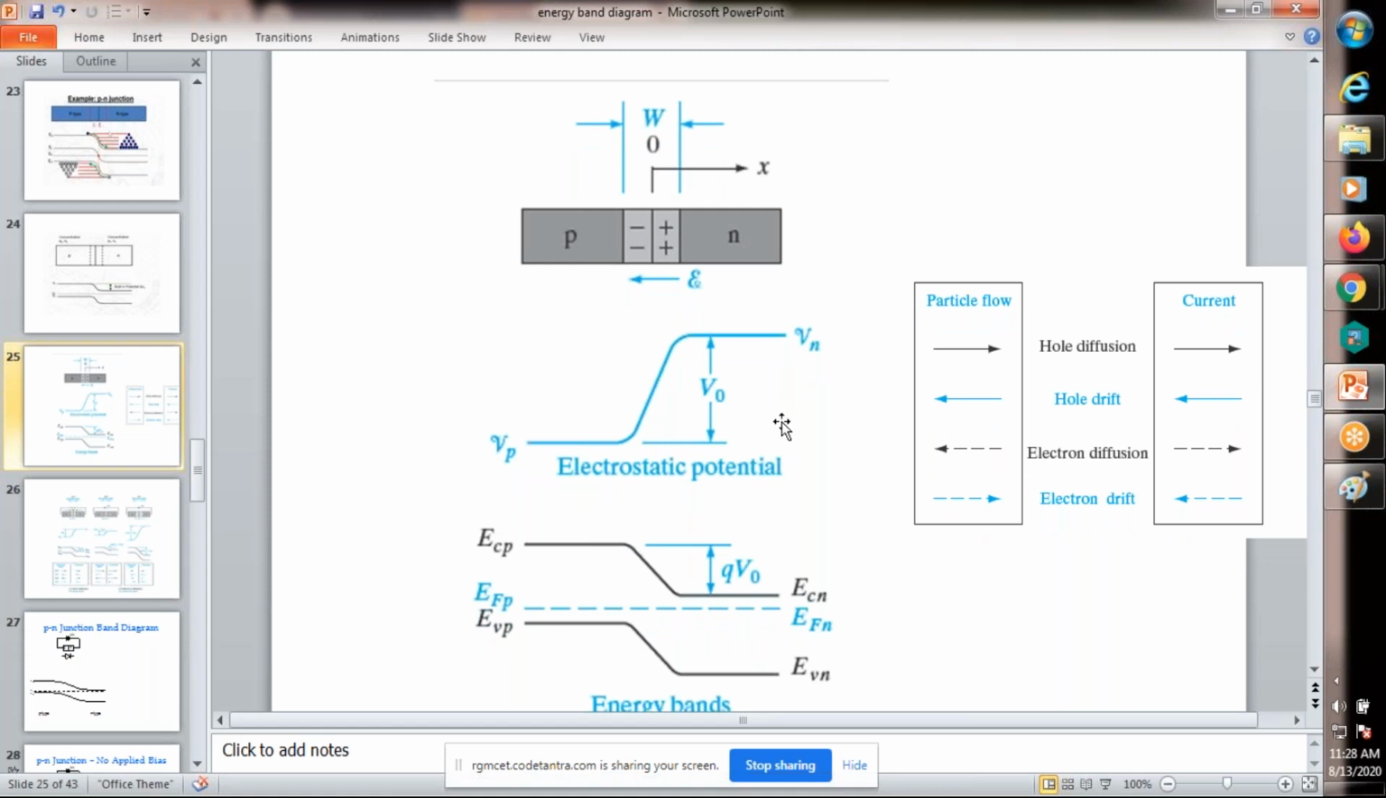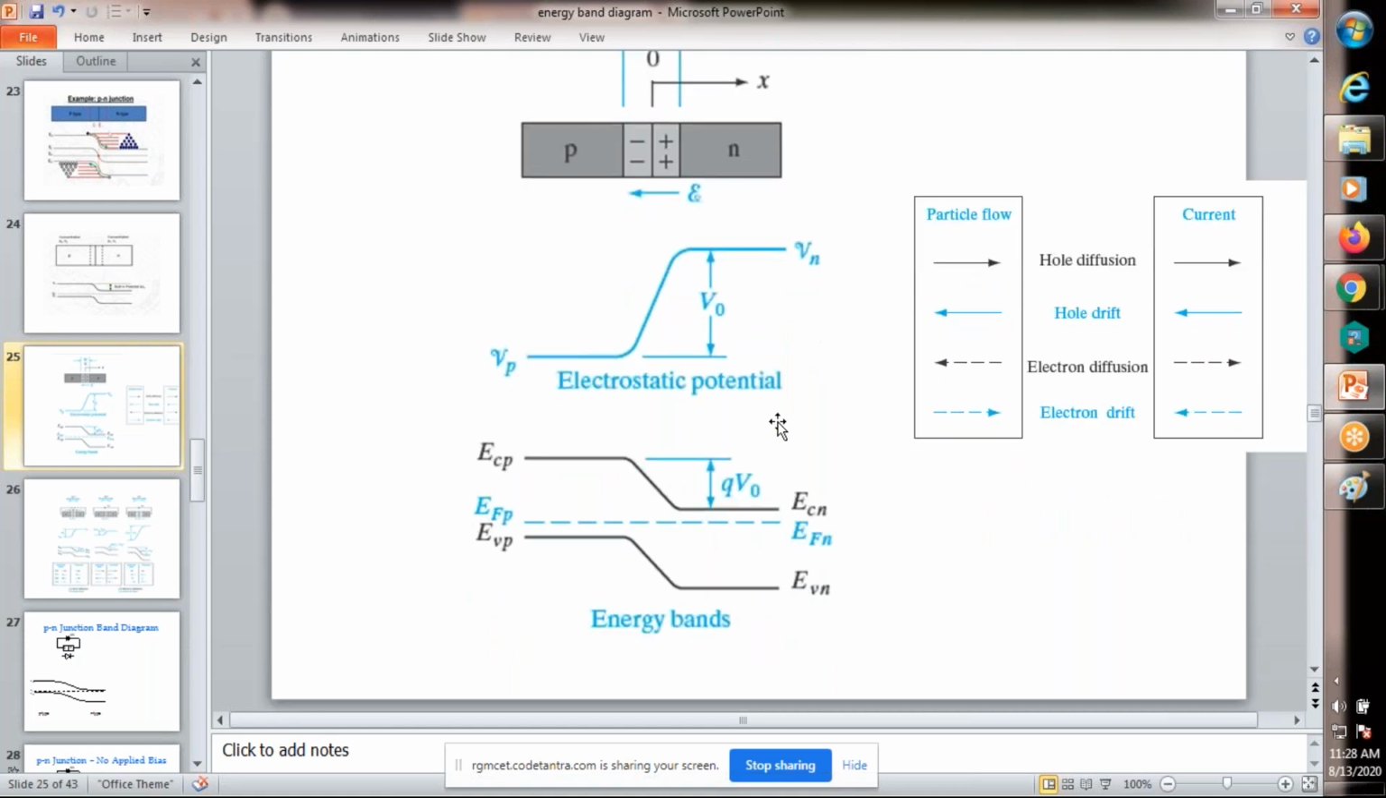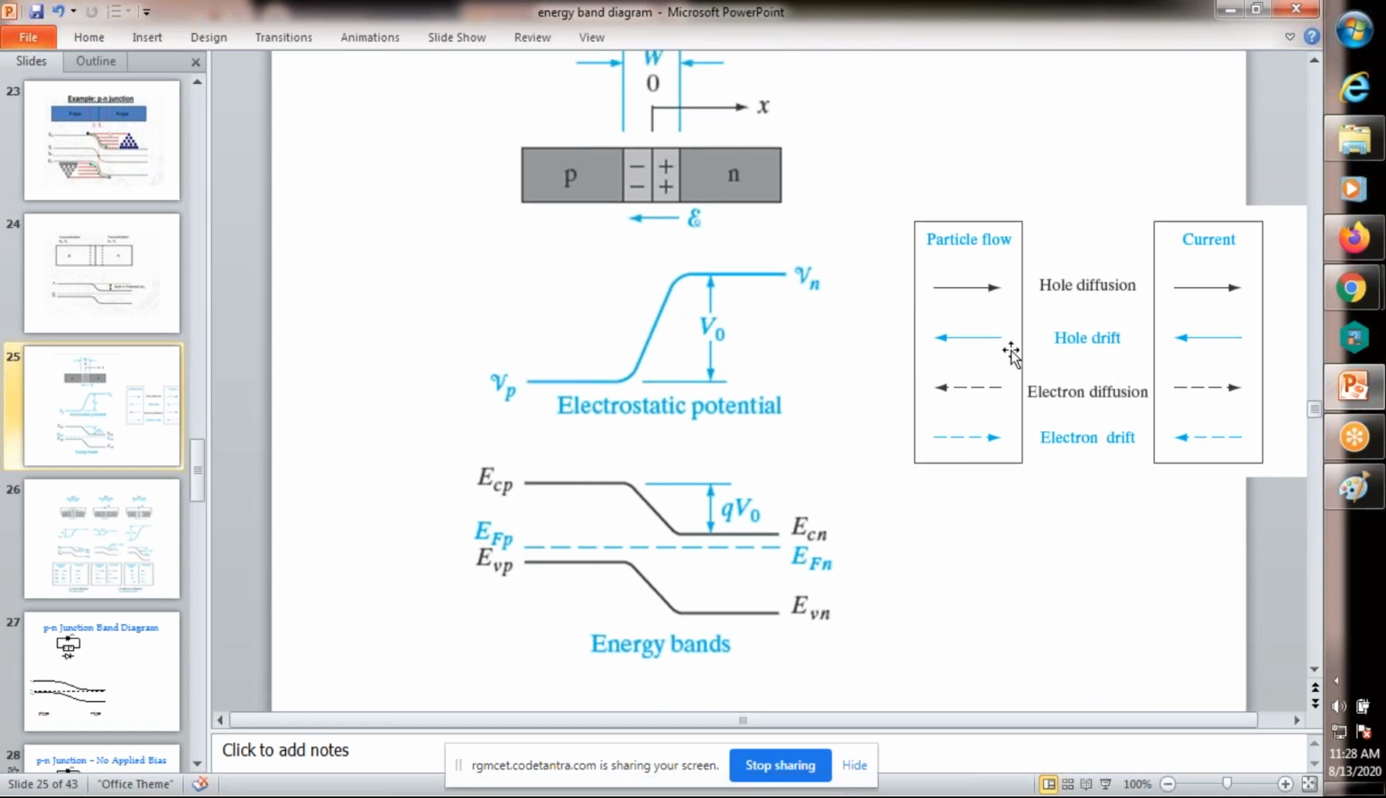So this is the PN junction under equilibrium condition. These are the conditions: what are the hole diffusion and hole drift current, and the electron diffusion and electron drift current under equilibrium condition.